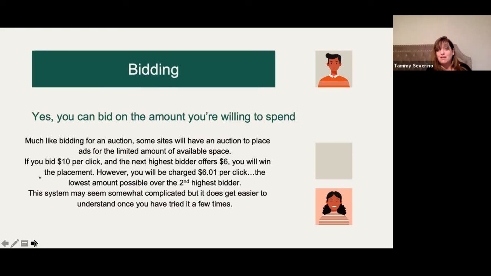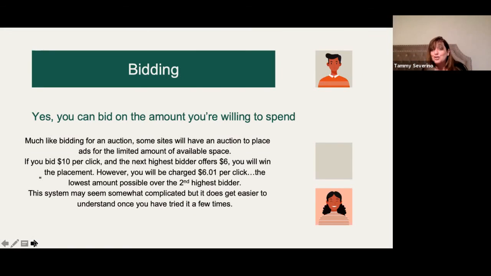Bidding. This is something we haven't talked about yet tonight. You can bid on the amount you are willing to spend. It's very similar to auction bidding. Some sites have an auction to place an ad for a limited amount of available space on their site. So if you bid $10 per click, the next highest bidder offers $6. You're going to win. However, you're not going to be charged $10.